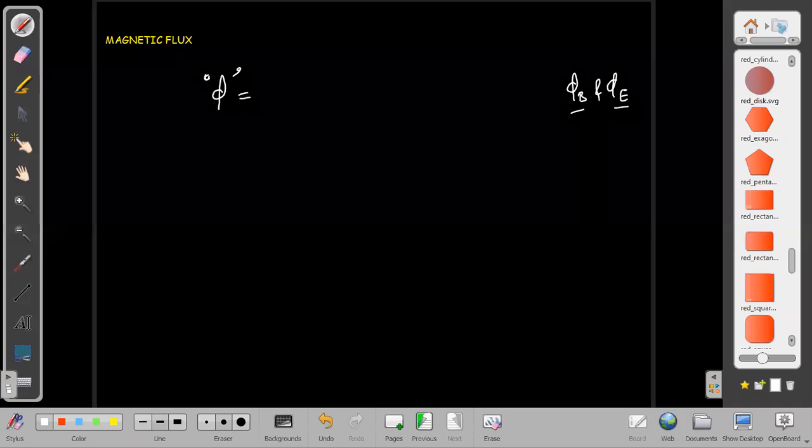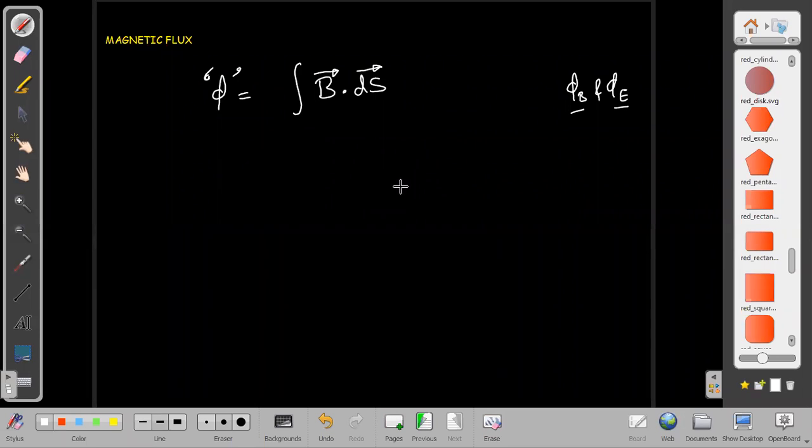So yes, magnetic flux I will be representing by phi, and the formula for that is the same way we find electric flux: B dot ds. ds is the surface area element around a surface. When we integrate it, we get the net flux. And a special case out of that is when B is constant.